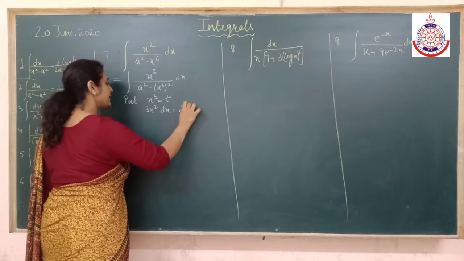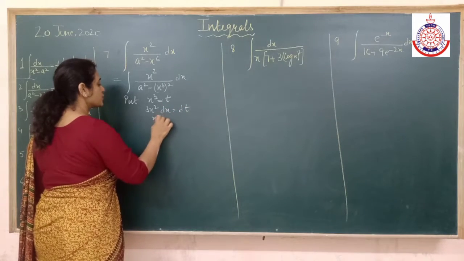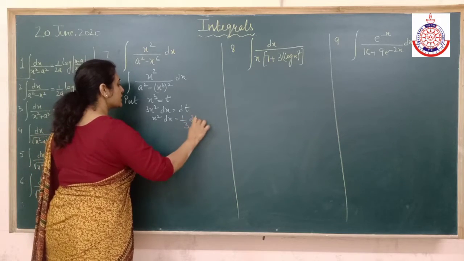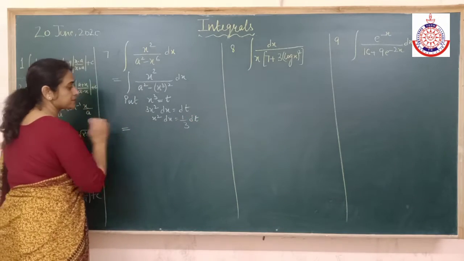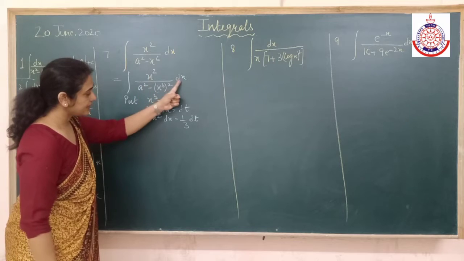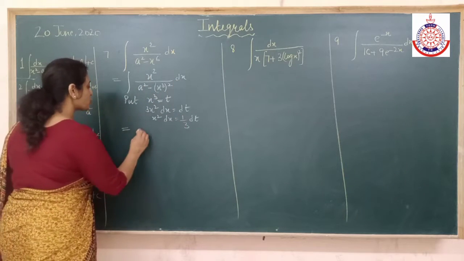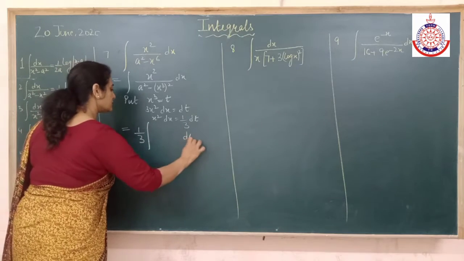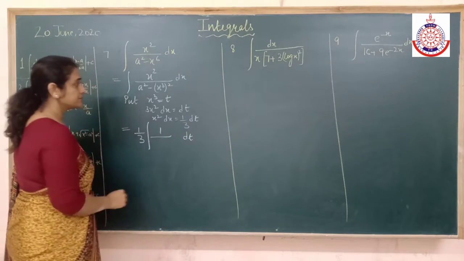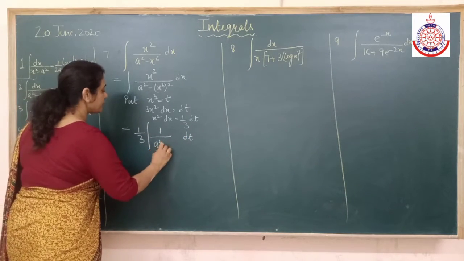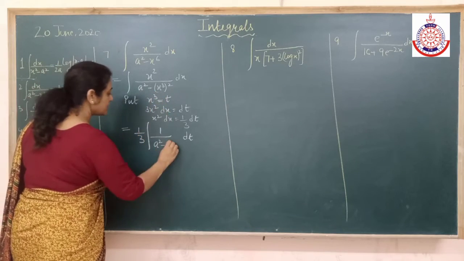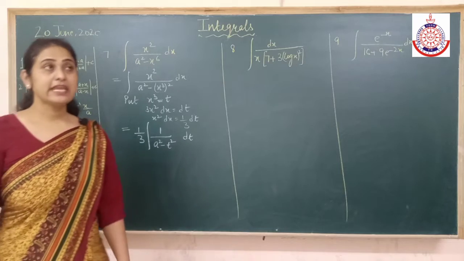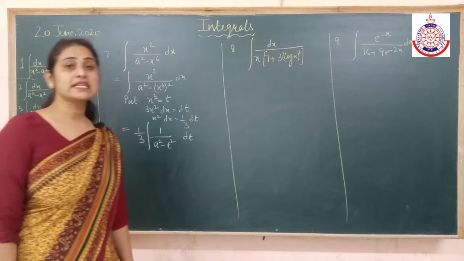Differentiate both sides with respect to t. I don't have 3 there, so our 3 will go this side. Now substitute the values. x squared dx has become 1 by 3 dt, so 1 by 3 I am taking out. 1 upon a square, in place of x cube I have t, so it is t square. 1 upon a square minus t square dt.